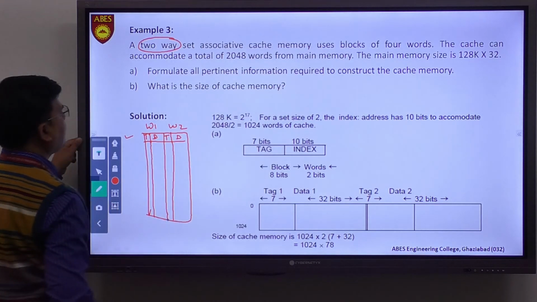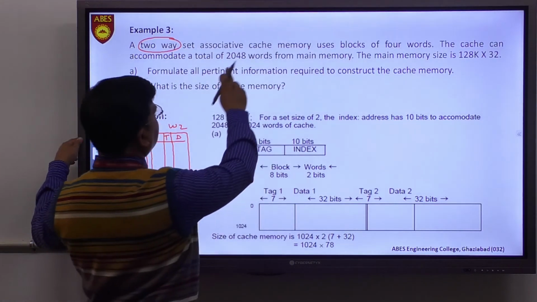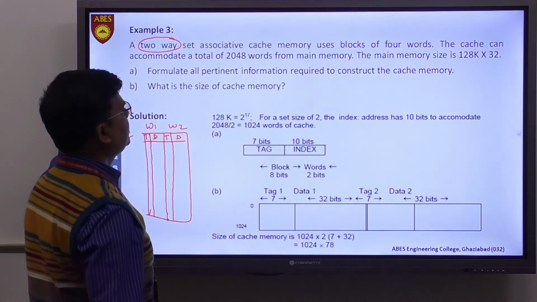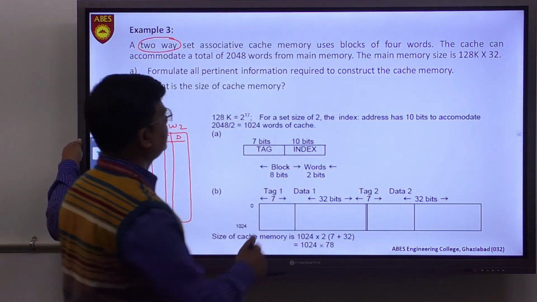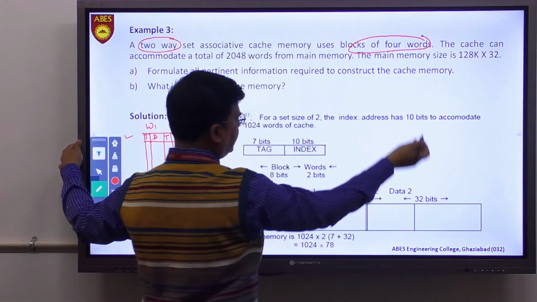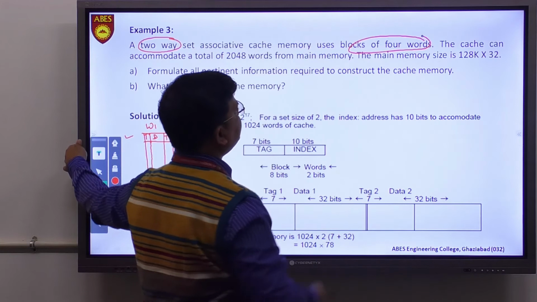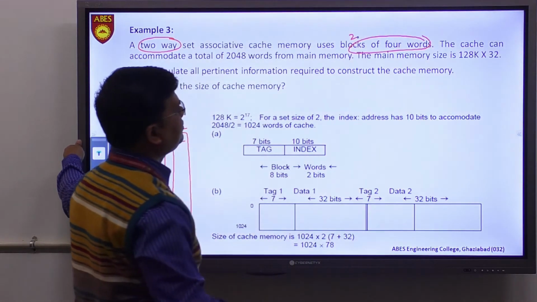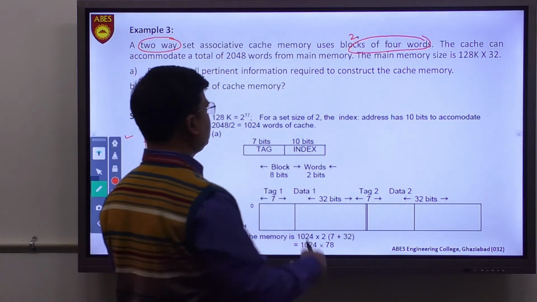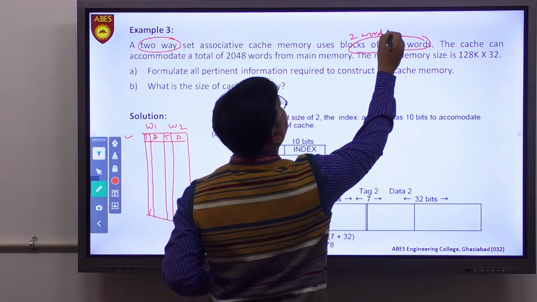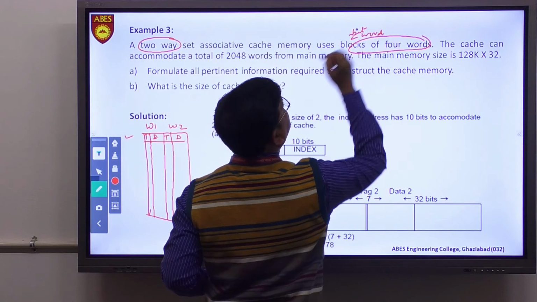Now, the set associative cache memory uses blocks of 4 words. That is, there are 4 words in a block. So it immediately tells us that 2 bits are needed to address a word, since there are 4 words in a block. 2 bit address. Okay.